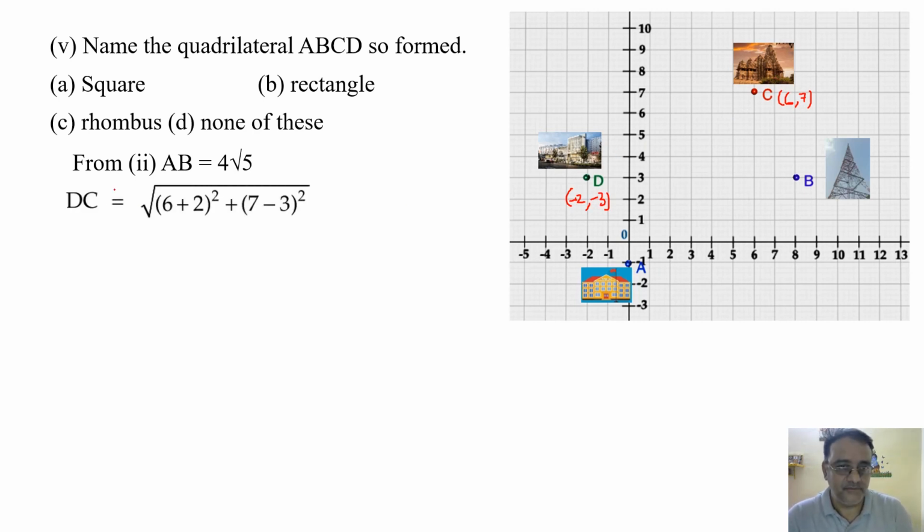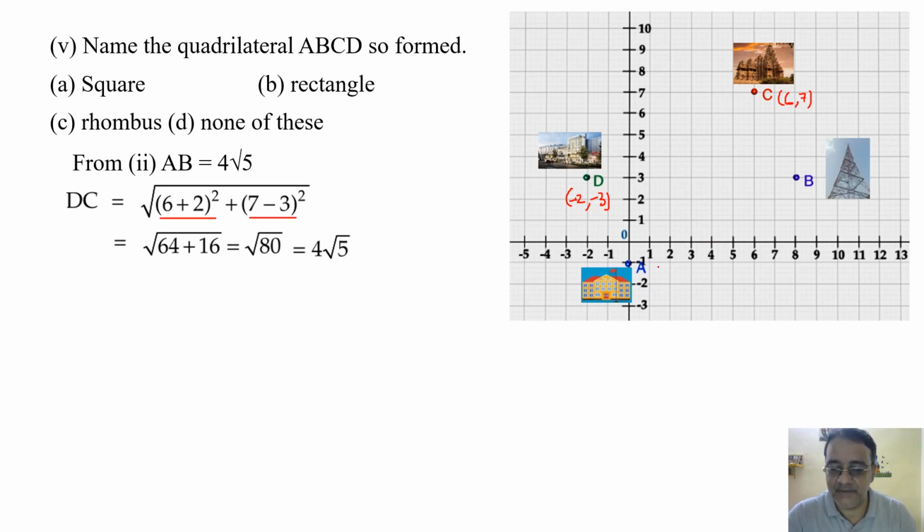ओके, सो CD हो जाएगा 6 plus 2 whole square 7 plus 3 whole square का whole root, right? This is 64 and this is 16. So 64 plus 16 is 80. So root 80 is nothing but that is 4 root 5. Right, now we will find CD हो गया BA.